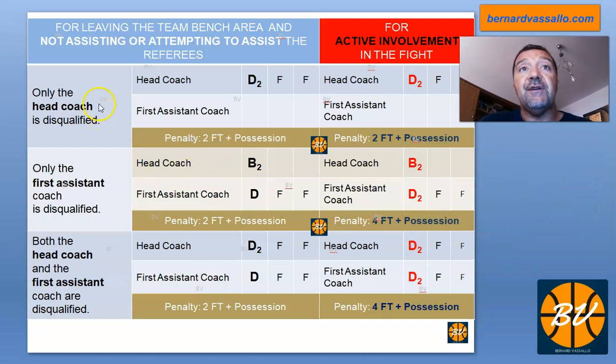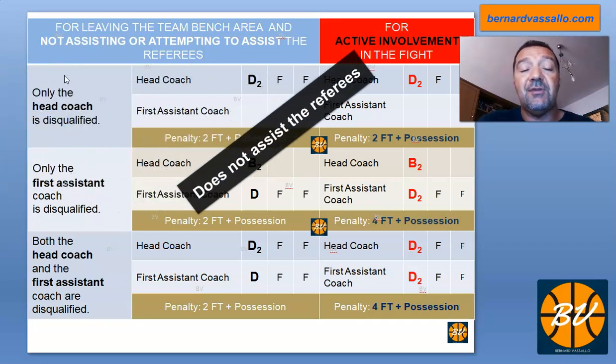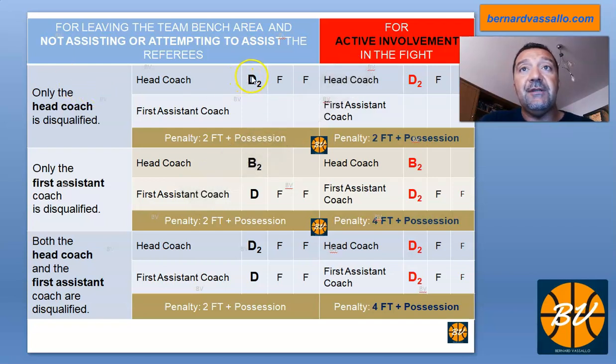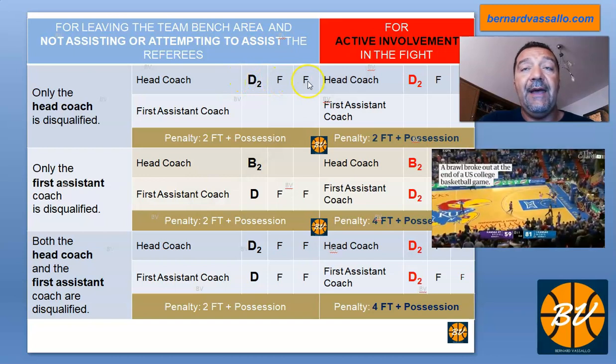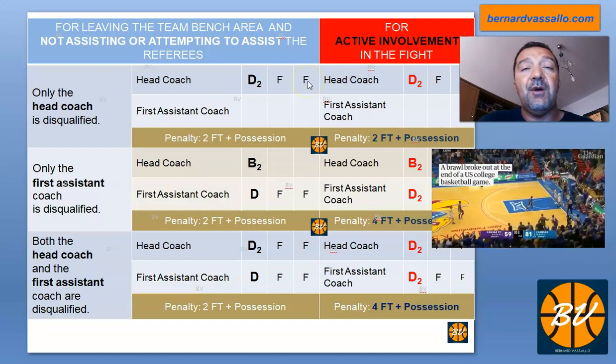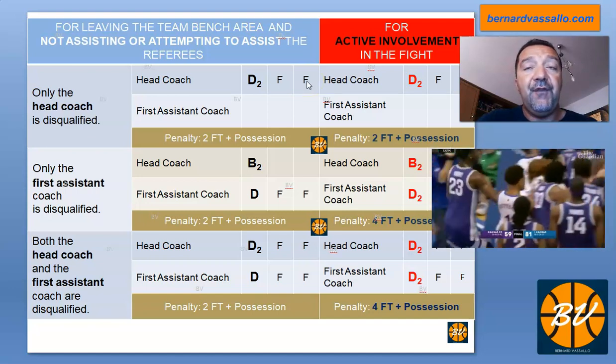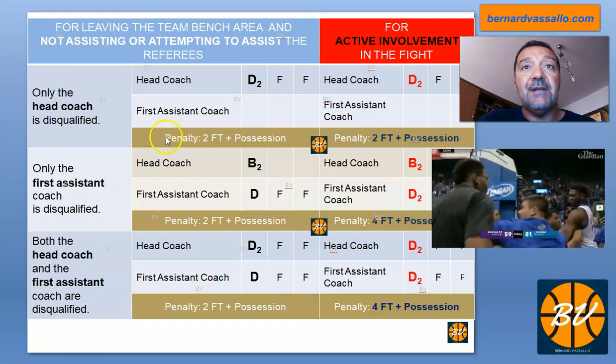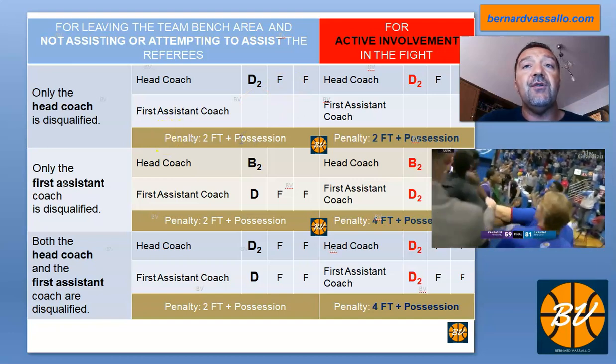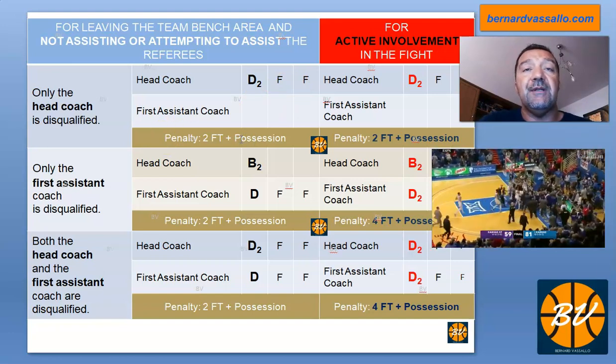Therefore, if we look first at the case of the head coach, if the head coach enters the court and does not assist the referee, that would be a direct disqualification of the head coach, which is entered, as you can see directly on the score sheet, with a D2 followed by FF in the other boxes. The F signifies a fighting situation. The penalty, as you can see, would be 2 free throws and possession for the opposing team.